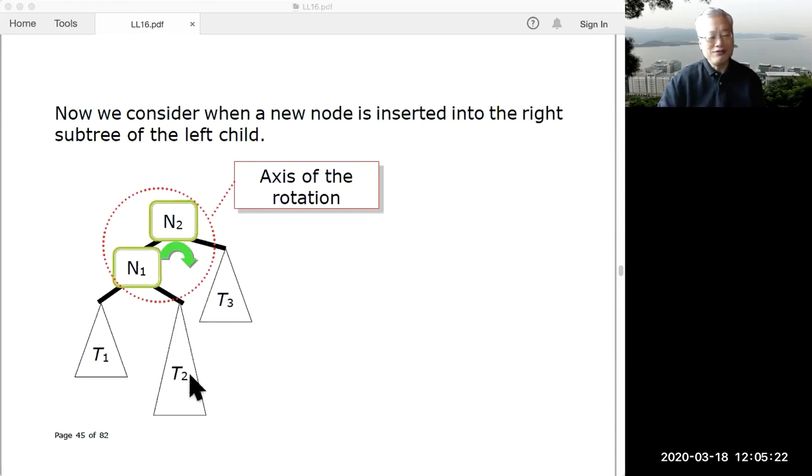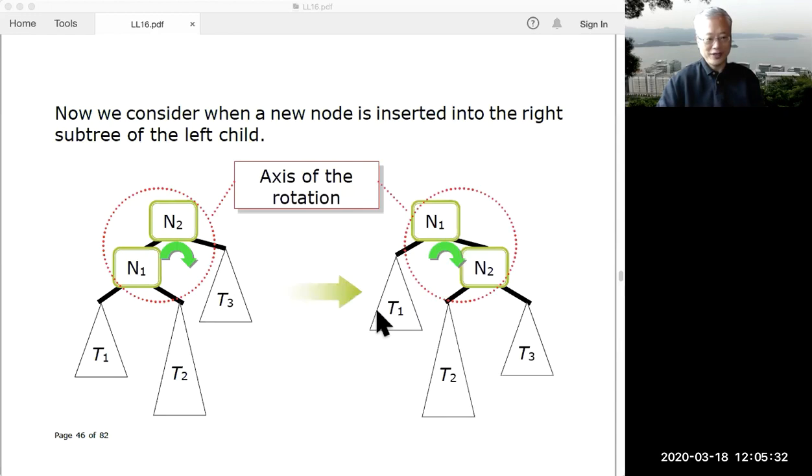So do you think you can fix this problem by simple rotation? Let's try. Suppose we rotate, and this is the axis of rotation. Then what do we get? We get this. N1 is raised to the root, N2 is lowered here, T2 is here, T3 is here. Do we solve the problem? No. Which node has the problem? N2. N2? Yes or no?